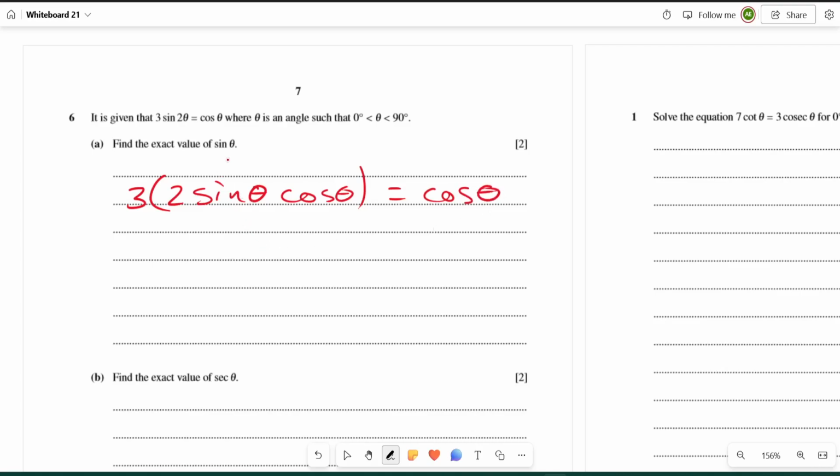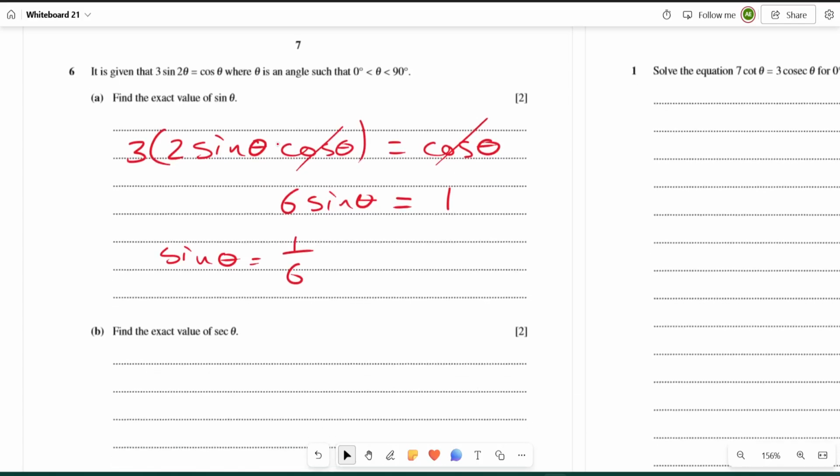So now the question tells me to find the value of sine theta. What I can do is divide cos theta from both sides. This side is going to be 1, equal to 3 times 2 is 6, so 6 sine theta. So sine theta is going to equal 1 over 6, and that is my answer over here.